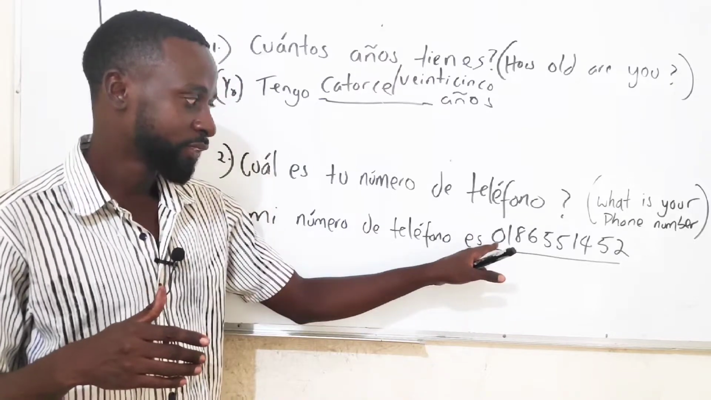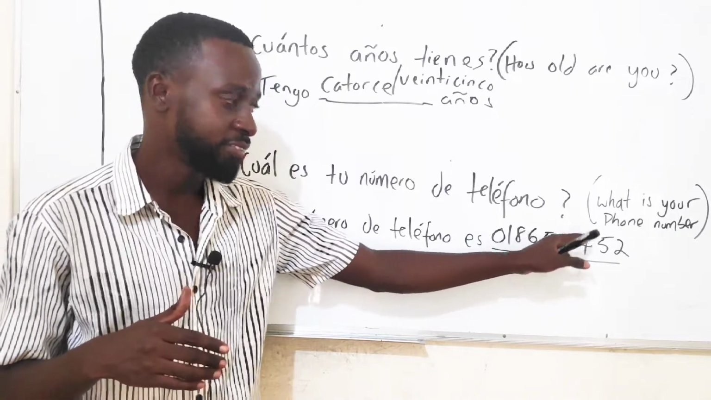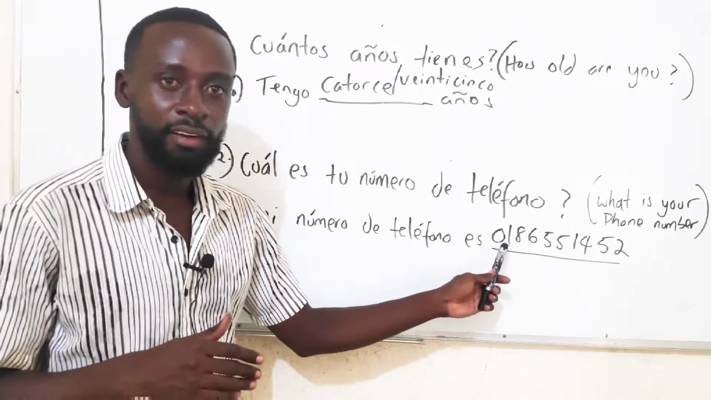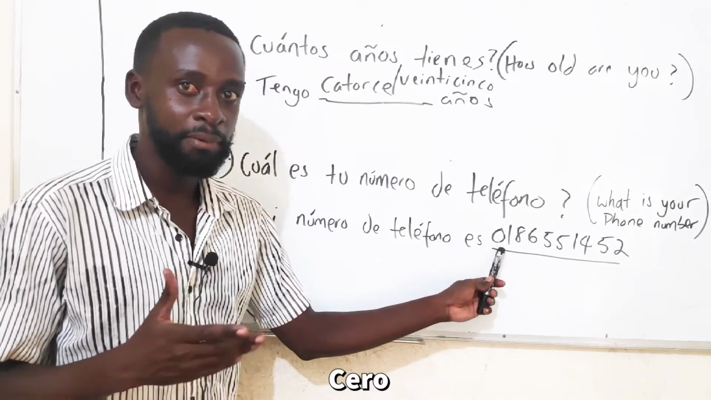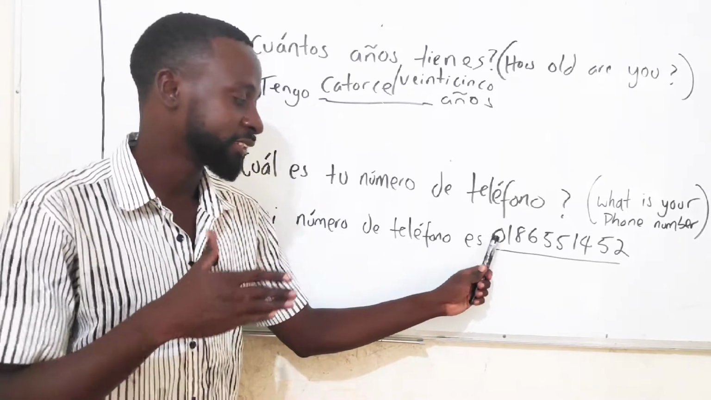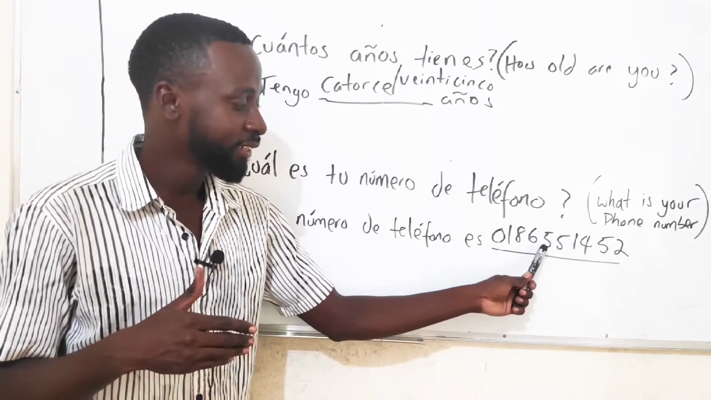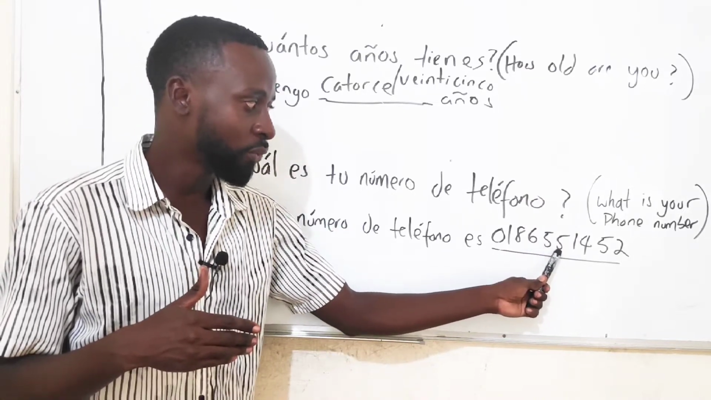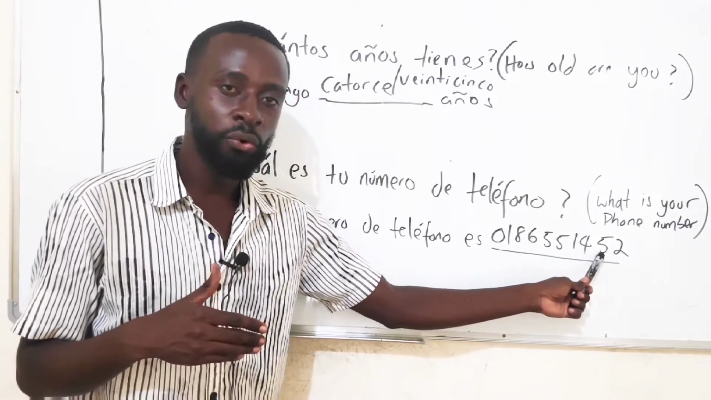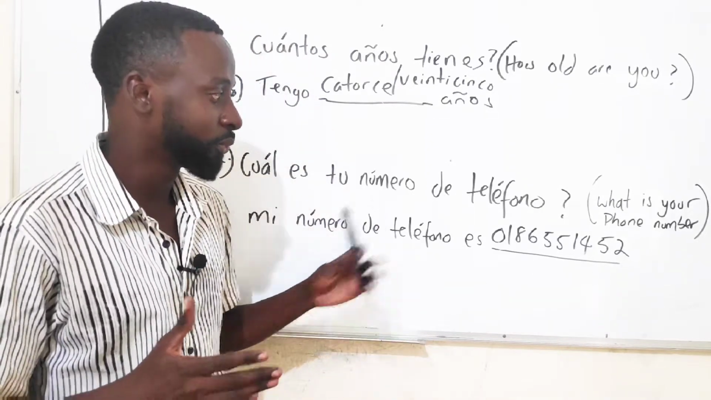Let's go through it. So it's 01865514 52. Let's say it in Spanish now. It will be cero. Now cero is a number, zero. We didn't write it before, but it's cero. Uno, ocho, seis, cinco, cinco, uno, cuatro, cinco, dos. That's the telephone number which you have written.